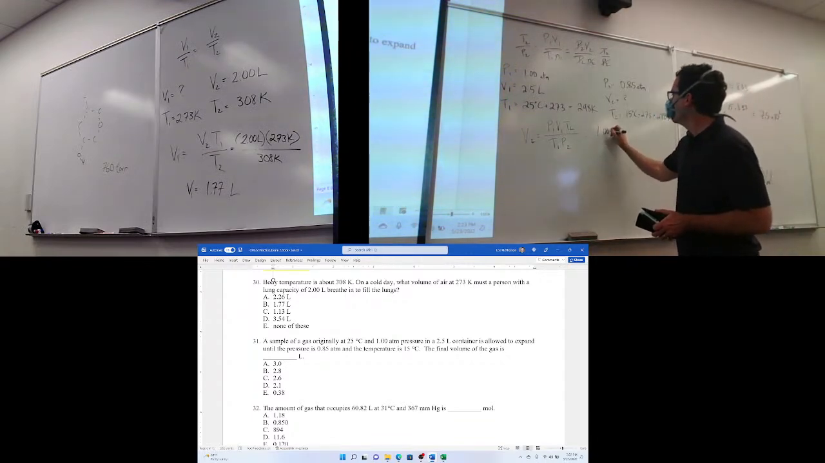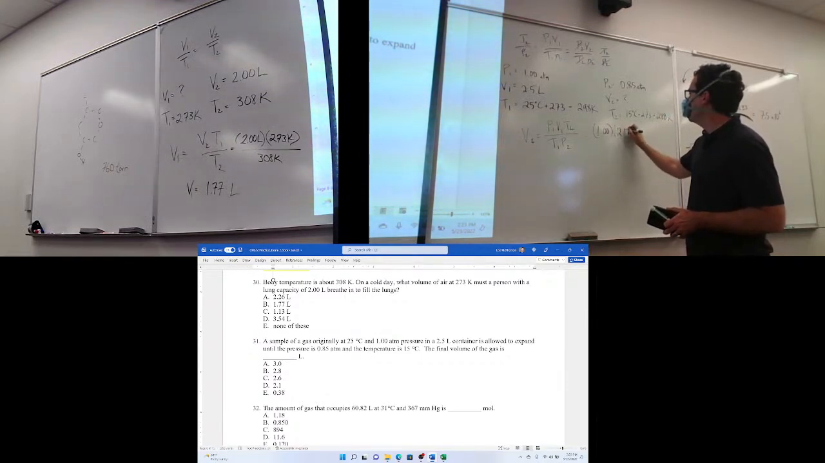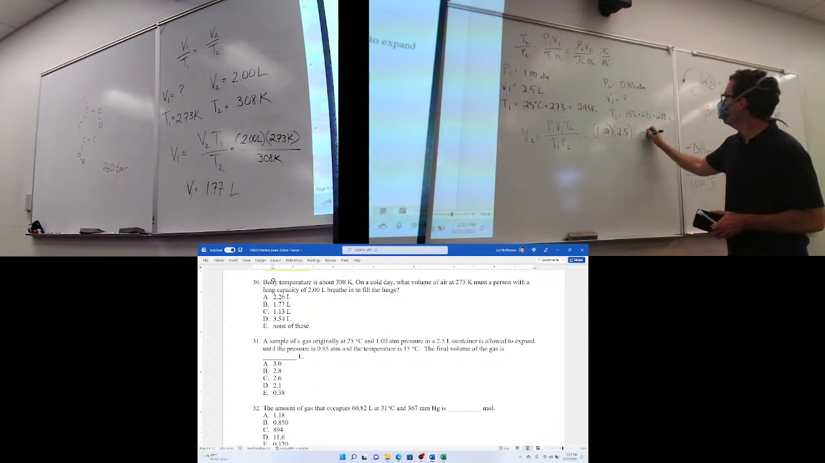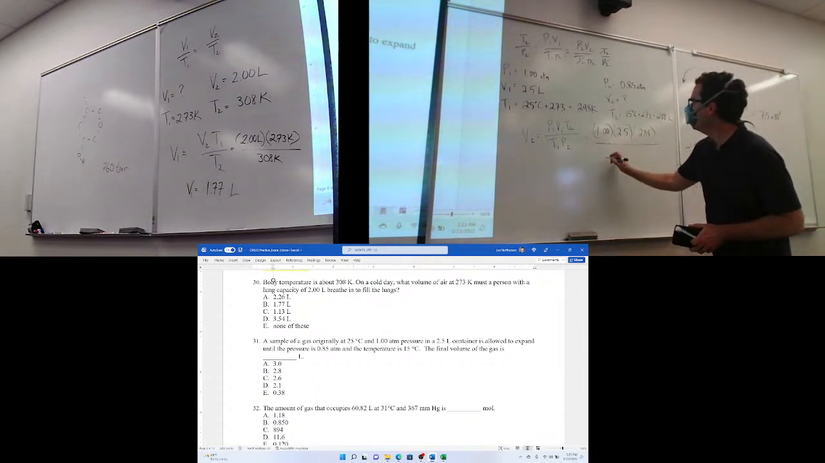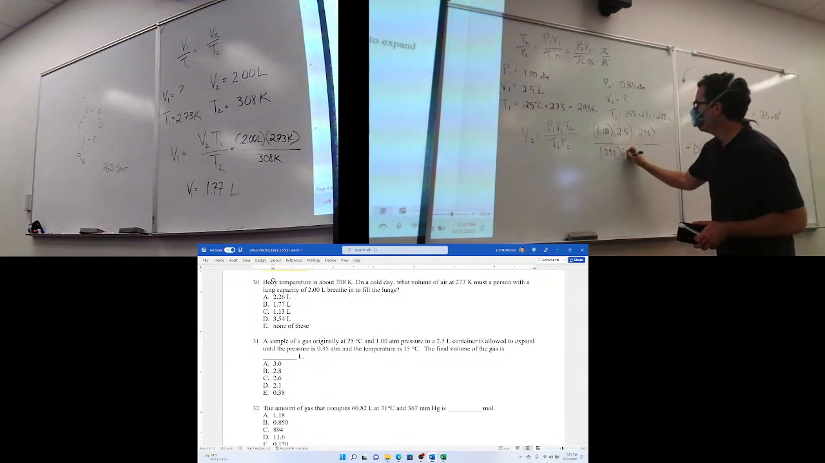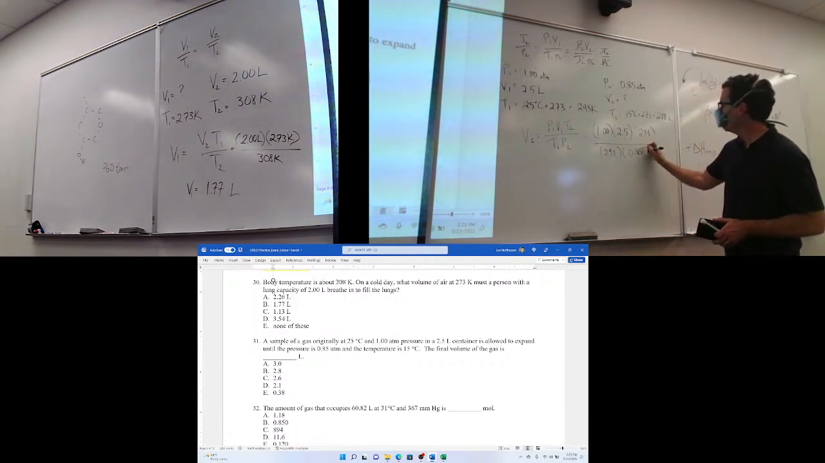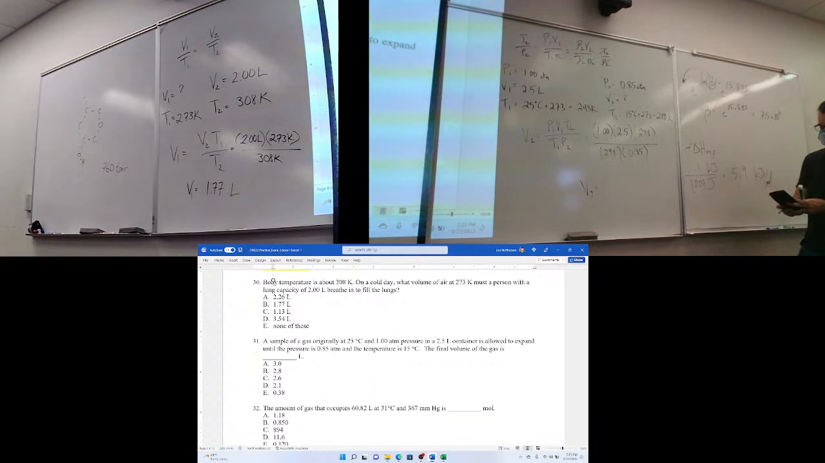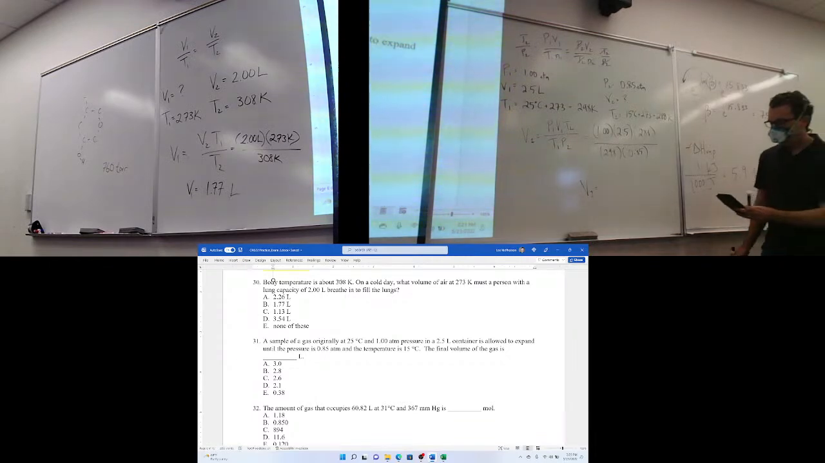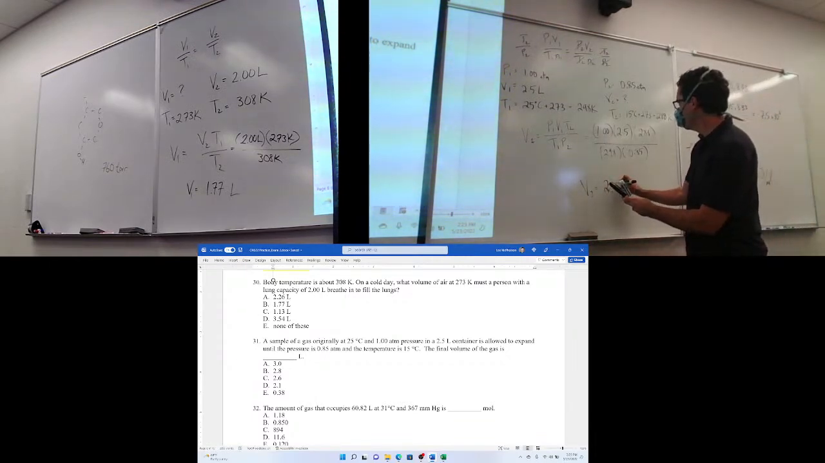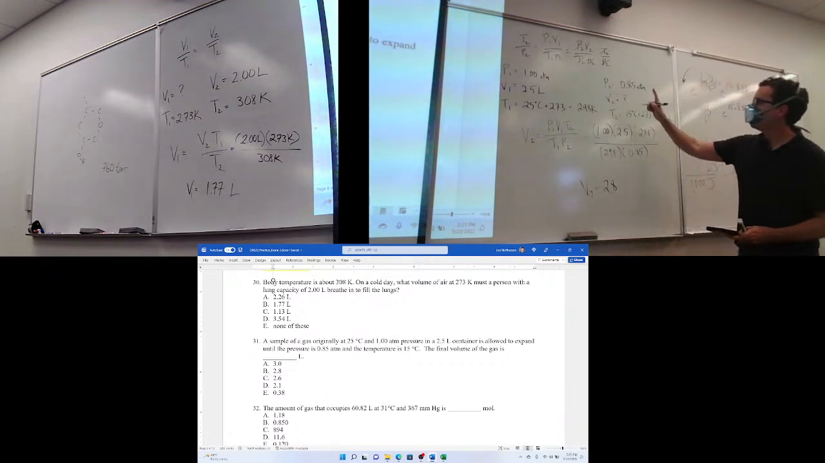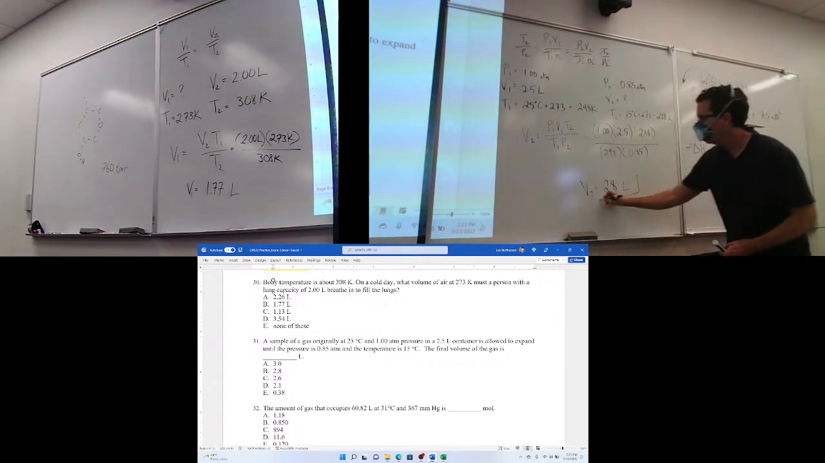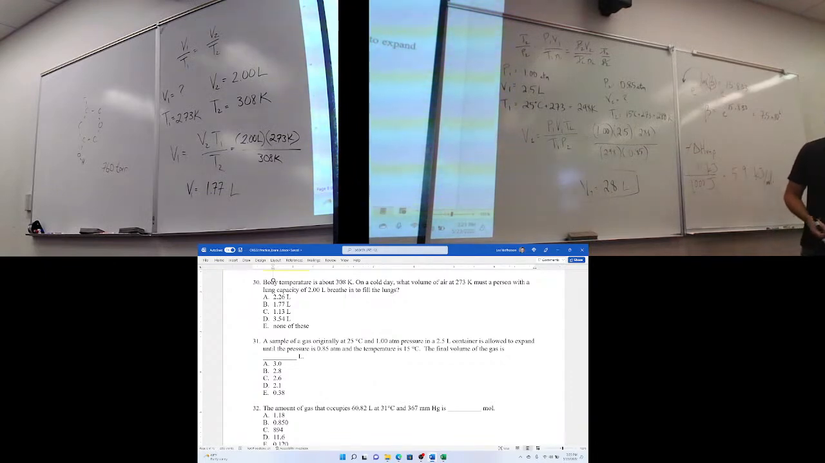So 1 atmosphere, volume, I'm going to leave the units off, 2.5 for the volume. T2 is 288. T1 is 298. And P2 is 0.85. So V2, 1 times 2.5 times 288 divided by 298 divided by 0.85 is 2.84. Effectively 2.8. And since the original volume was in liters, this is going to be in liters as well. So 2.8 liters. B.